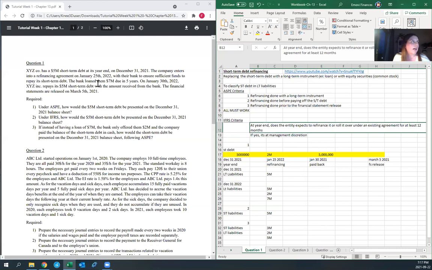You should have had in the question something saying that management had an agreement to roll the short-term debt at December 31st, 2021 into this existing agreement. Otherwise, if nothing is mentioned, it all goes in your short-term liabilities. IFRS is more strict than ASPE in that regard.